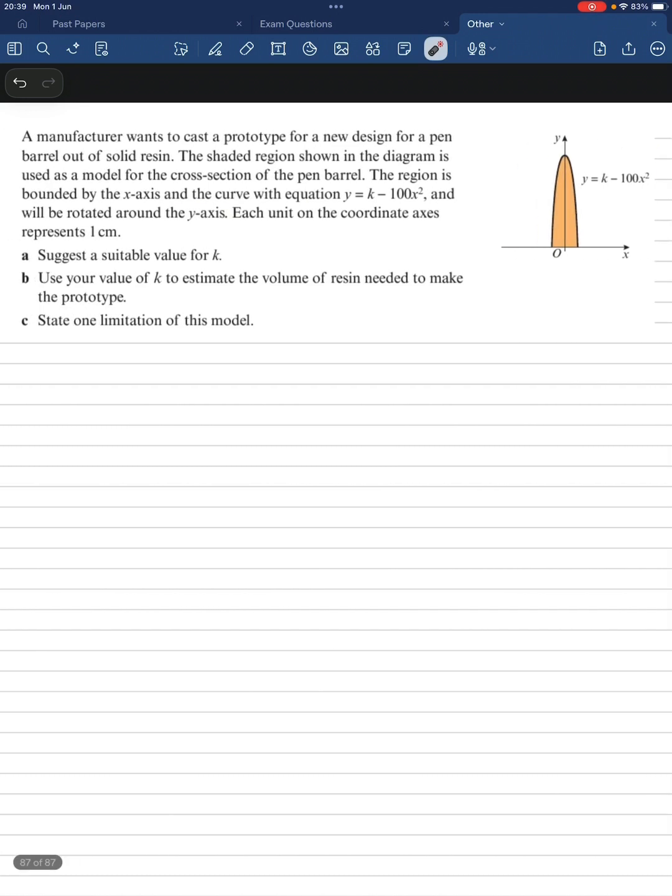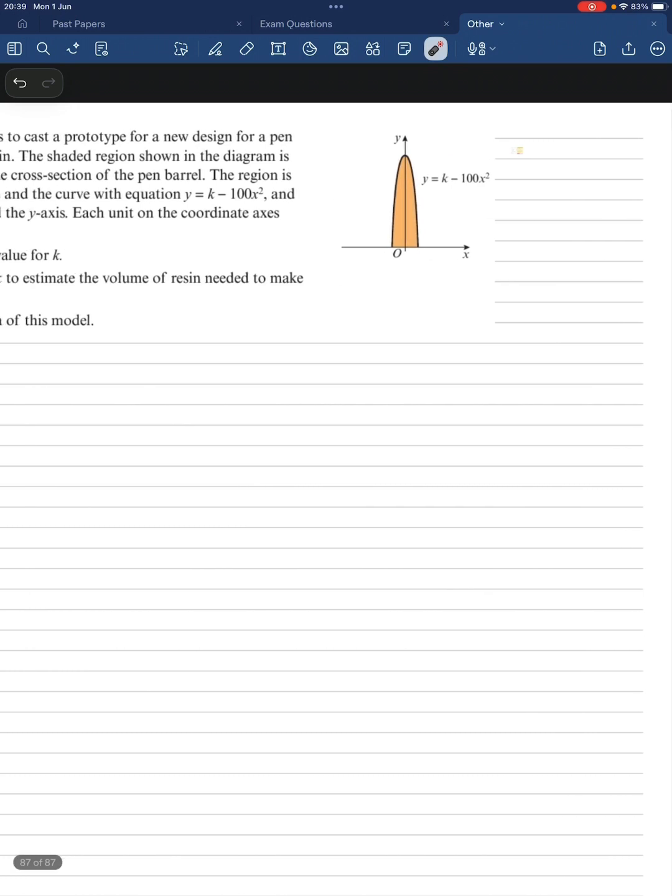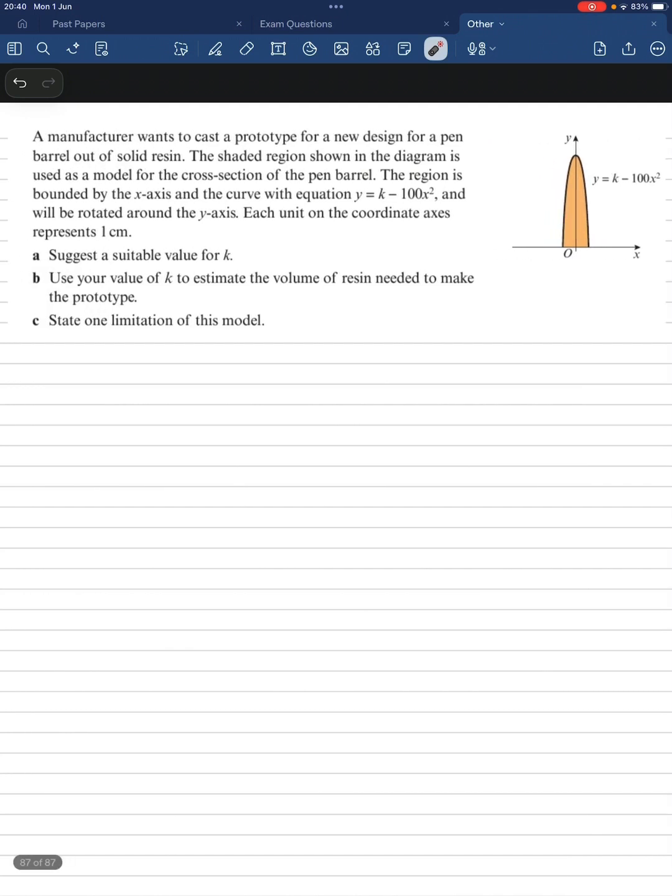So you see we've got this scale here, it's like modelling in a real life thing now. Basically this region will be rotated about the y-axis, so that will become 3D. So you'll get a pen barrel, the body of your pen, looking like this, 3D. And in part A, we have to suggest a suitable value for k.